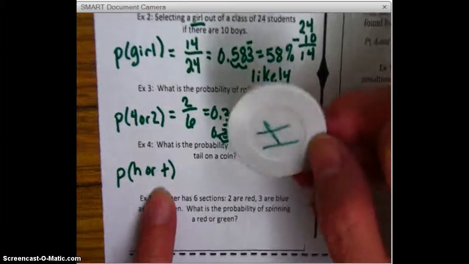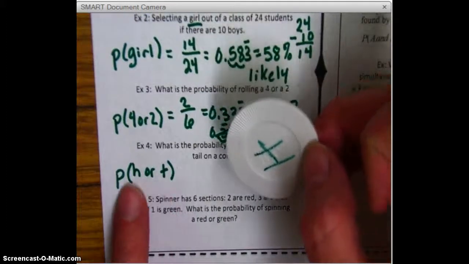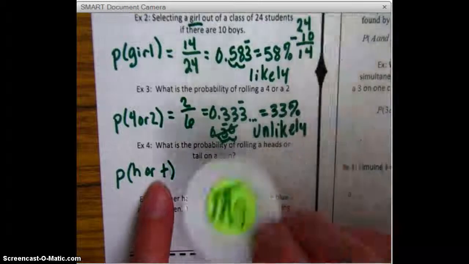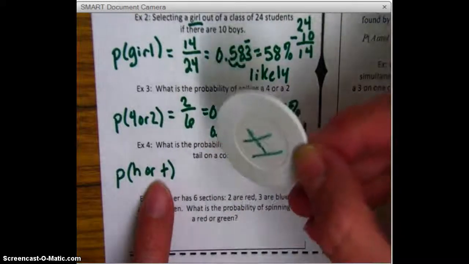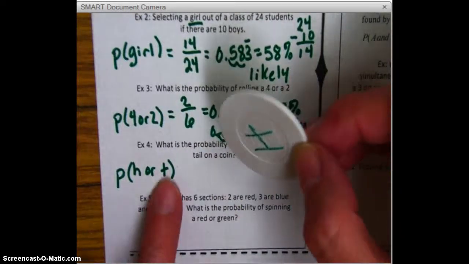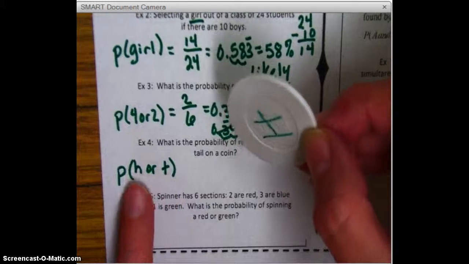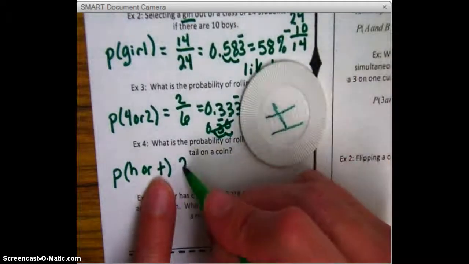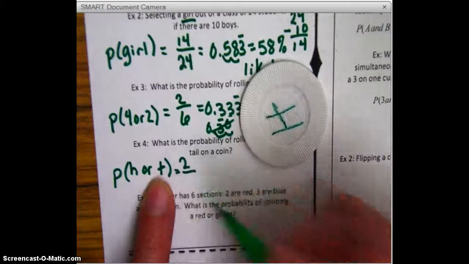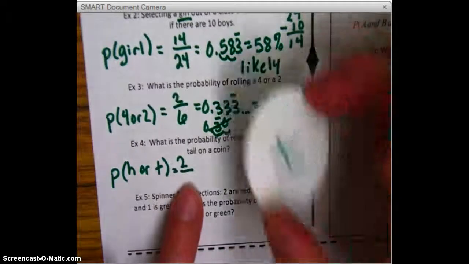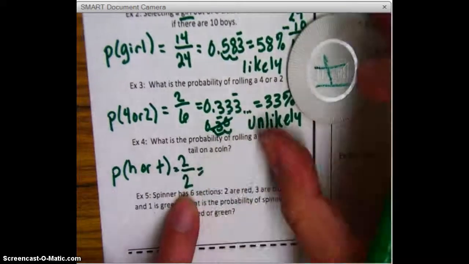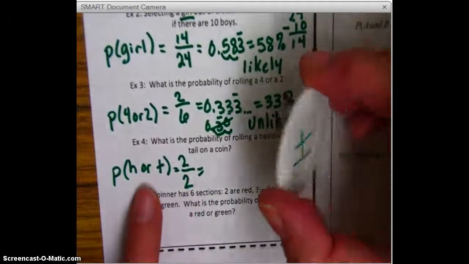The top number represents how many we want. Well, there's 1 heads and there's 1 tails. The word "or" means it doesn't matter what side we land on. So long as we get a heads or a tails, we're going to be happy. So there's a total of 2 possible outcomes that we want. And then there are how many total sides? Well, there's 2 sides.